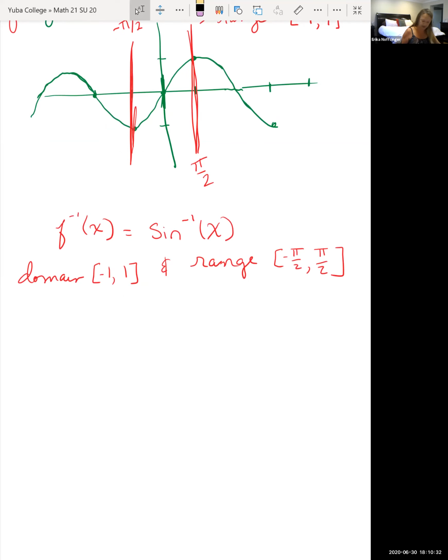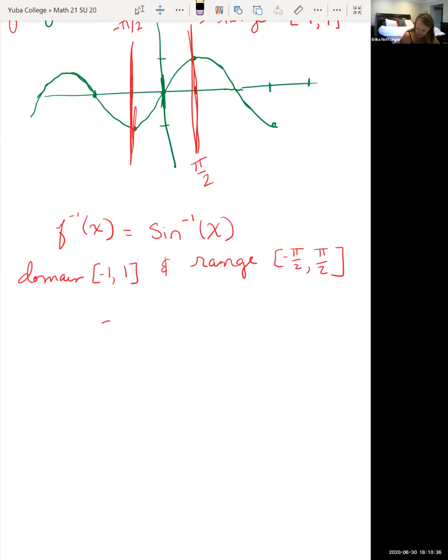So if you're given, how about sine inverse of √2/2? So you have to think backwards: sine of what angle or what measure would give us root 2 over 2? Pi over 4. Yep, so pi fourths. So this would equal pi fourths, and it's positive, so it's pi fourths.